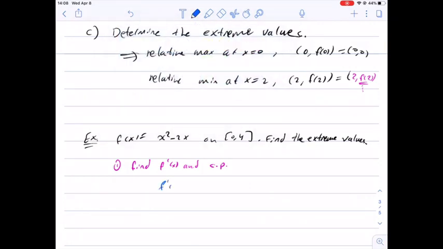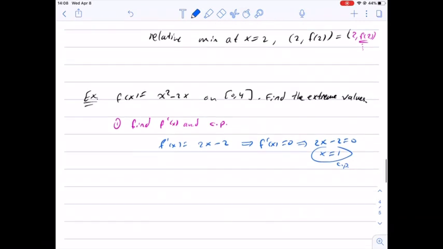Let's find f prime and the critical points. F prime of x equals 2x minus 2. For critical points, we set this equal to 0. That means 2x minus 2 equals 0. We did this before. It's x equals 1. This is the critical point. This is called a stationary critical point.